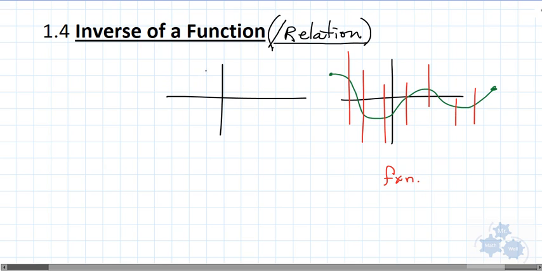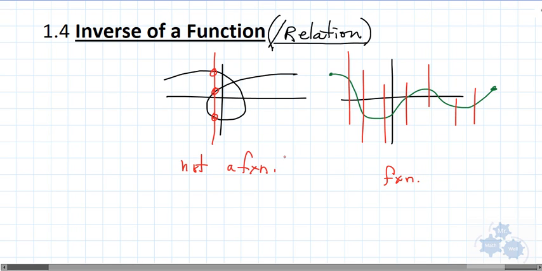A relation can look like this. For some reason, I don't know what kind of situation this represents, whatever the variables are, but this does not pass the vertical line test. I can draw a vertical line and it passes through the graph more than once. So this is not a function.